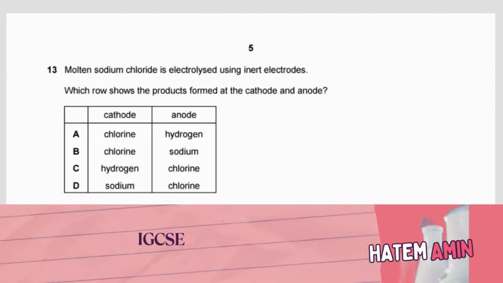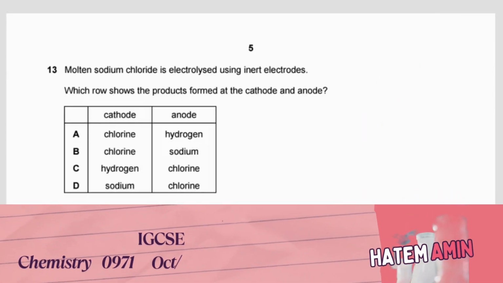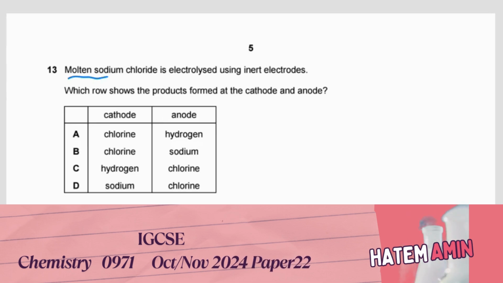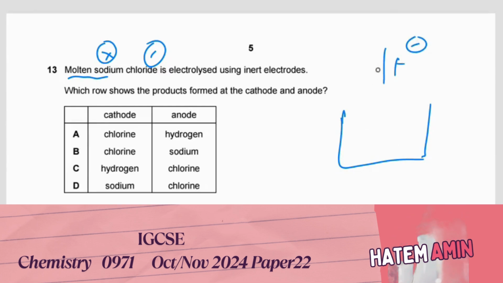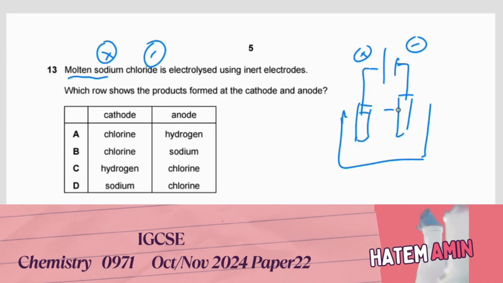The question is: molten sodium chloride is electrolyzed using inert electrodes. Molten here means there is no aqueous solution, there is no hydrogen, there is no oxygen. So we have just one kind of positive and one kind of negative. The positive one is sodium and the negative one is chlorine. To draw this electrolysis, we have our battery, which has a negative and a positive pole, and these electrodes. Here we have molten sodium chloride, Na and Cl. Na is positive and chlorine is negative.